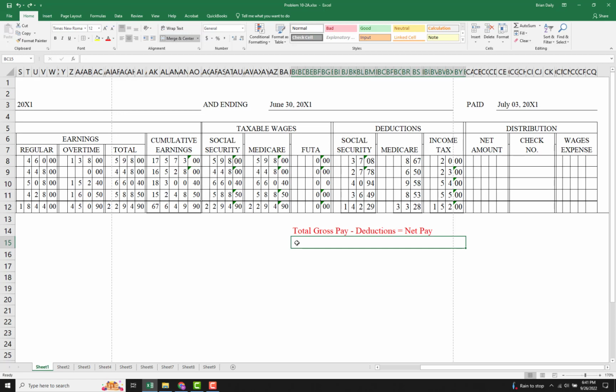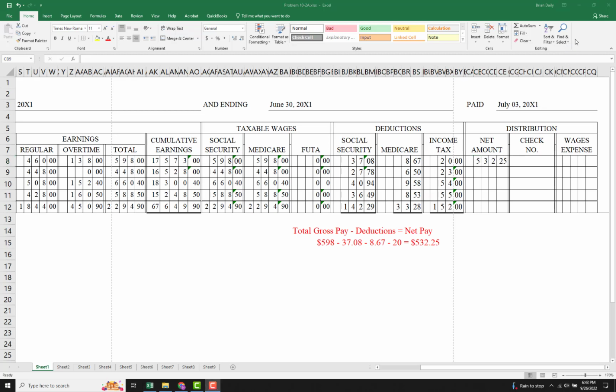So, for example, Roma Brandon had $598 of total earnings for the week. And then they had 3 deductions from their paycheck. One for Social Security of $37.08, one for Medicare of $8.67, and finally one for federal income tax of $20. So we're going to subtract those 3 amounts from the gross pay to arrive at an amount of $532.25. So that is Roma Brandon's net pay. I'm going to put that on the form.